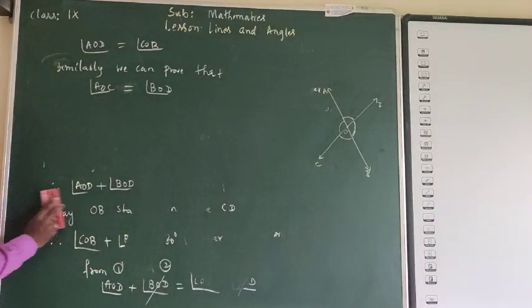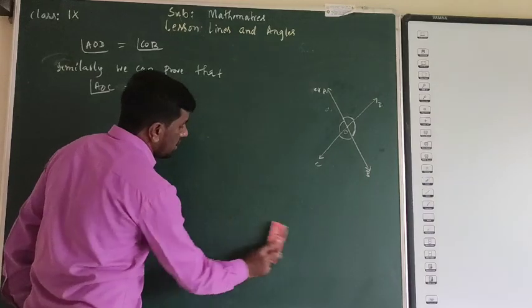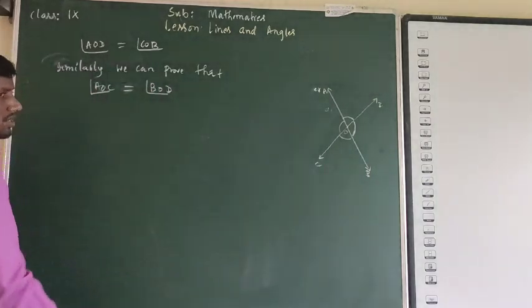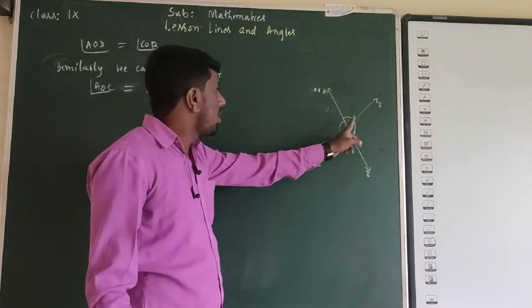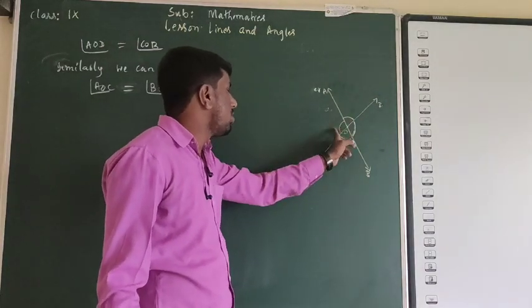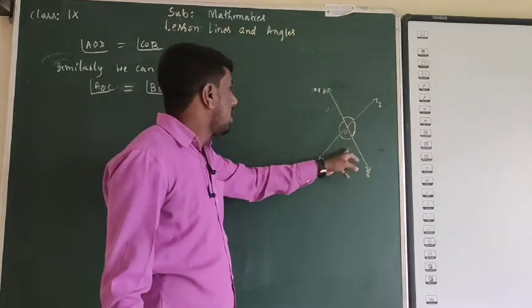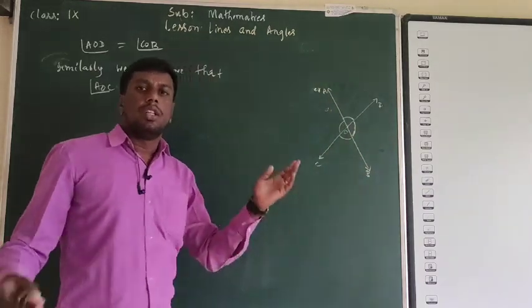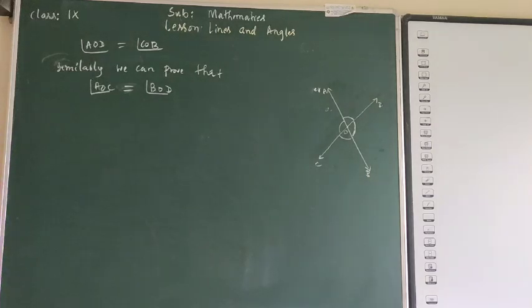Okay. So this is a very, very important theorem. It proves that if two lines are intersecting each other, then vertically opposite angles are equal. If you prove these two, that concludes that these two angles are equal and these two angles are equal. This is one pair of vertically opposite angles that is equal. This is another pair of vertically opposite angles that is also equal. Okay. So now we'll go to the exercise.